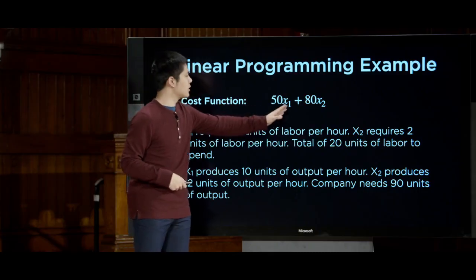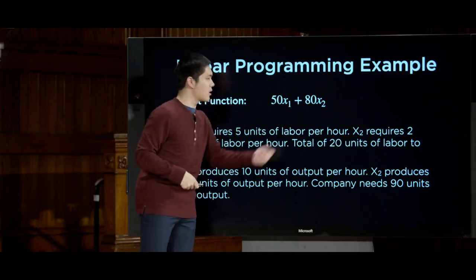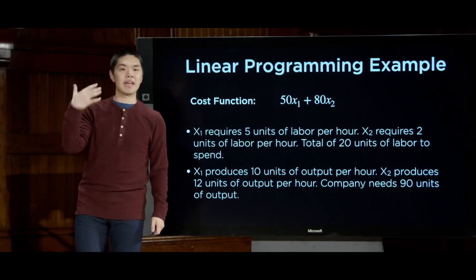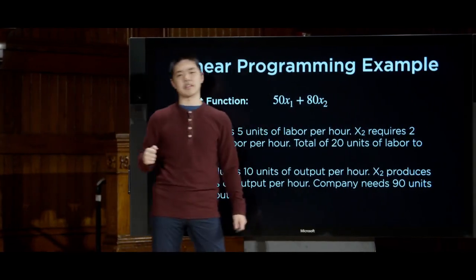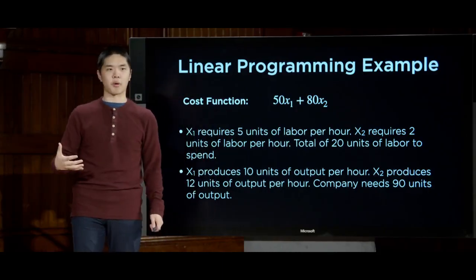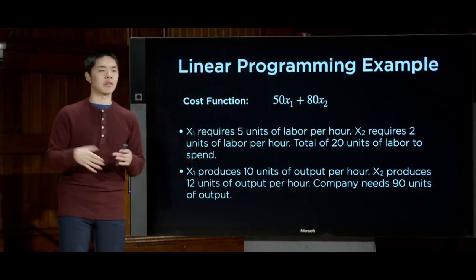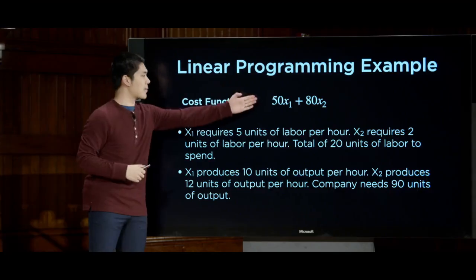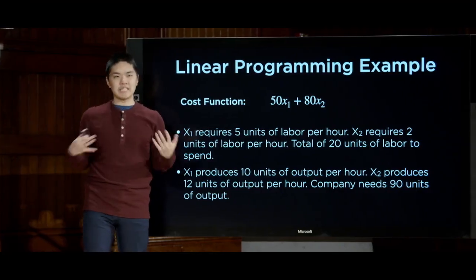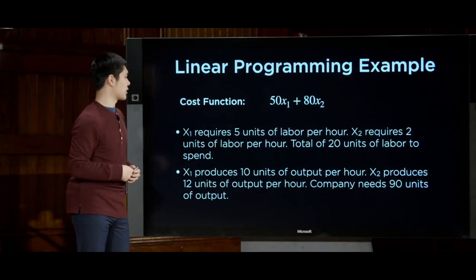50 times x1 plus 80 times x2, where x1 is going to be a variable representing how many hours we run machine x1 for. x2 is going to be a variable representing how many hours we are running machine x2 for. And what we're trying to minimize is this cost function, which is just how much it costs to run each of these machines per hour, summed up. This is an example of a linear equation, just some combination of these variables plus coefficients that are placed in front of them. And I would like to minimize that total value. But I need to do so subject to these constraints.